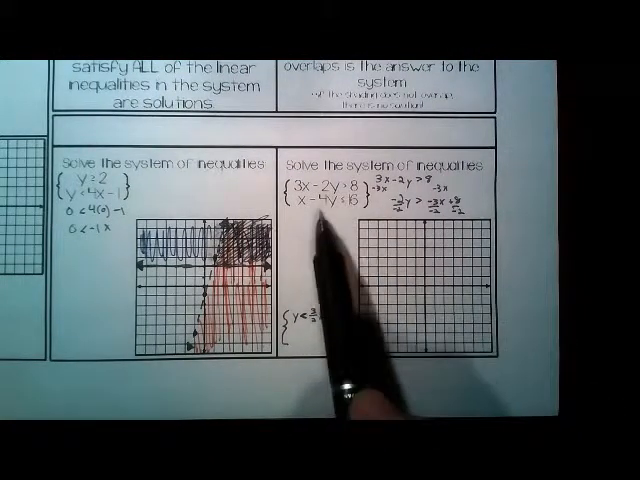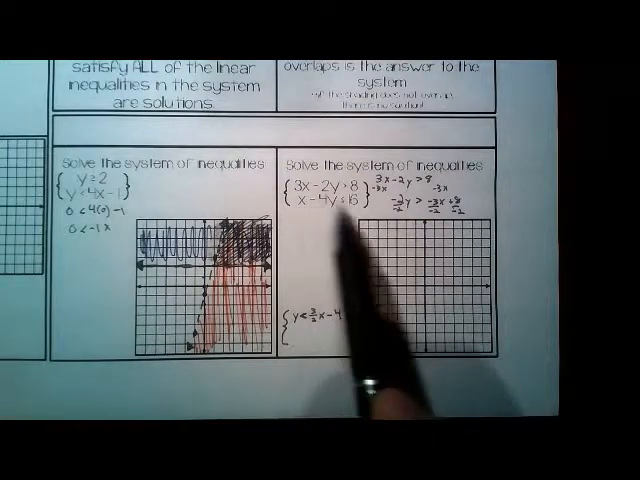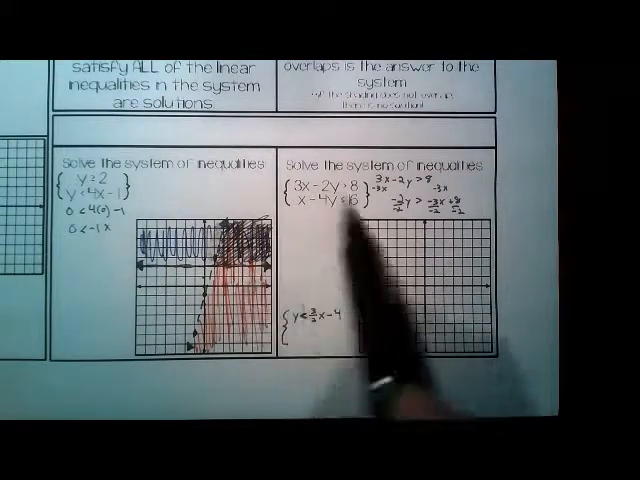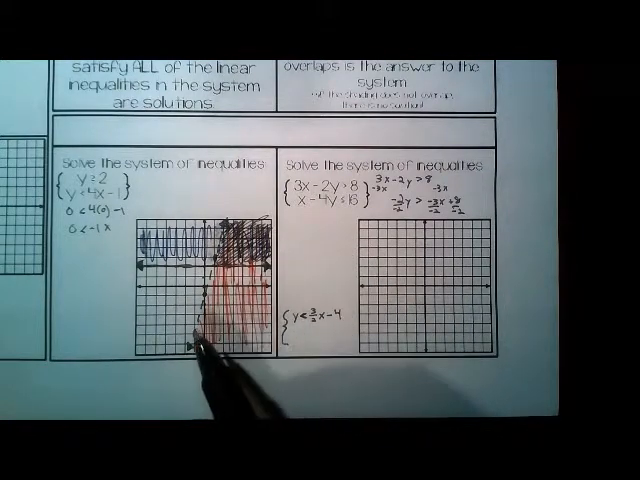And now I want you to try doing the second one. So pause the video, try doing that one on your own. When you come back, we'll do it together. You can go through my solution, see if you did it the same way.